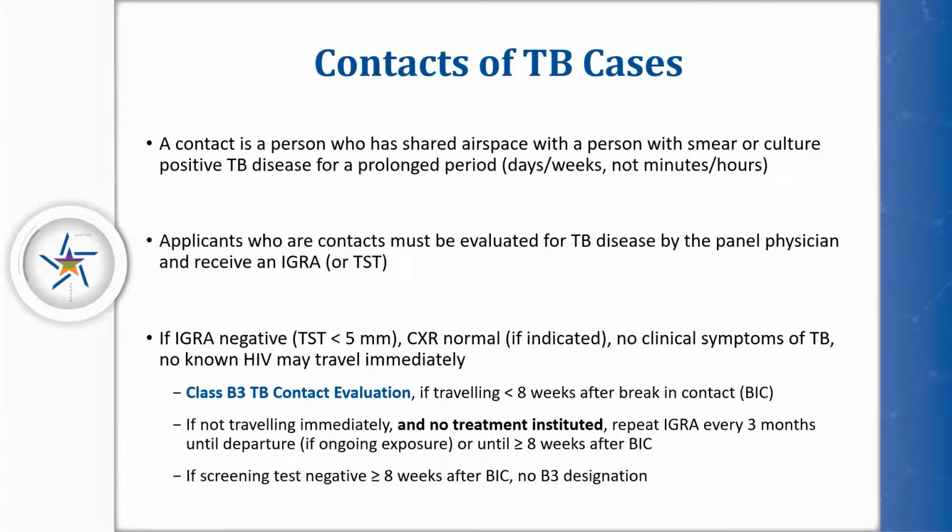So now, contacts of TB cases. A contact is a person who has shared airspace with a person who has smear or culture positive TB for a prolonged period of time. This is some subject for debate because the question of days, weeks, it's usually not minutes, hours, but in small children, the most susceptible host is basically a child under a year of age. These children are at the highest risk.